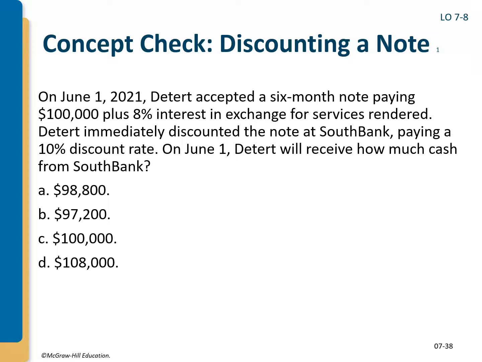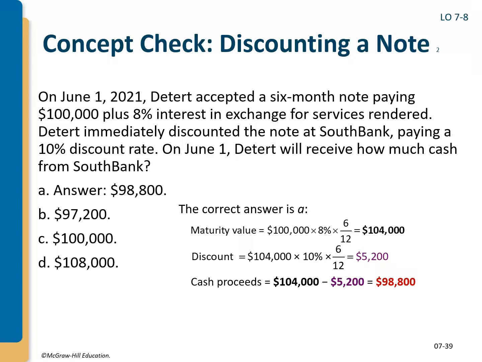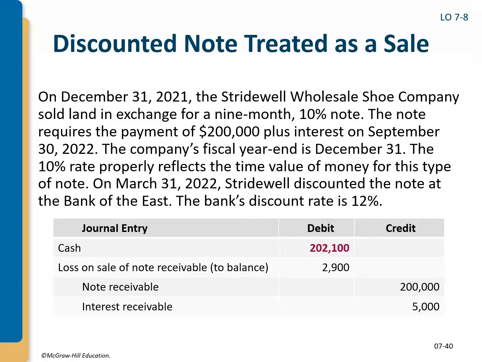Now multiply that by 10%. And they immediately did that, so it's 6/12 of the discount, or $5,200. So 104,000 minus 5,200, 98,880. That's how you determine the value.